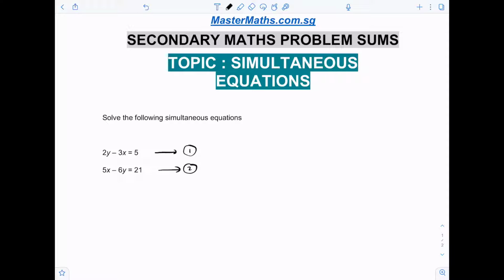Alright, so there are various ways to solve algebraically, either elimination or by substitution. In this case, we can try and use elimination by making y the same. So 2 and 6, make it to a 6y. To do that, you need to times 3 here. And you'll have a 6y minus 9x equals to a 15.